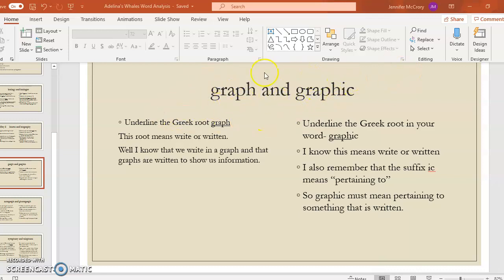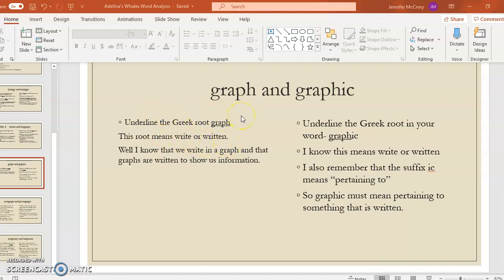We're talking about Greek roots here. We're moving on to our last two. We've worked on bio so far. So let's take a look at graph. That is going to be our second one. Now, graph means write or written.